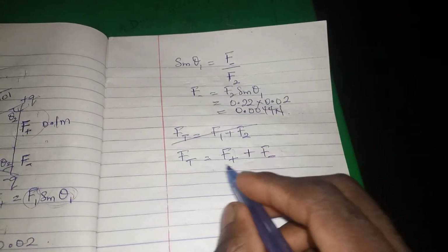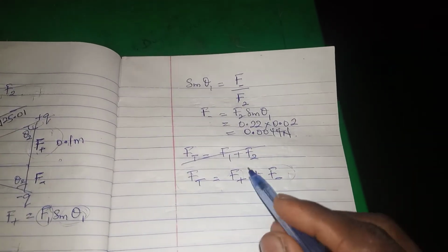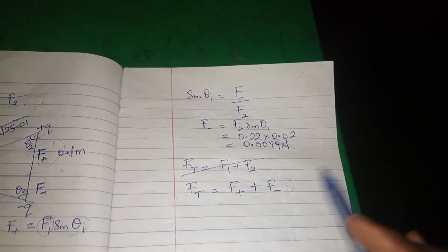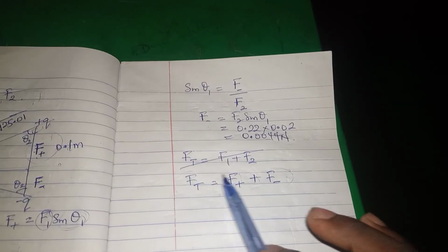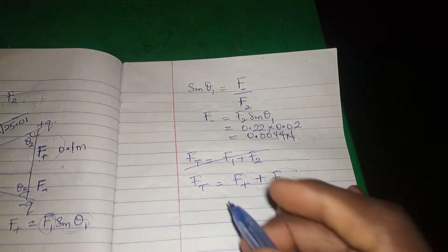So the total force, instead of being F1 plus F2, now it's going to be F plus F minus. Please, these are just symbols. You can represent them in your own way too. Instead of saying F plus, you can use any other thing, so that this is not what confuses you. Just get the essential point.